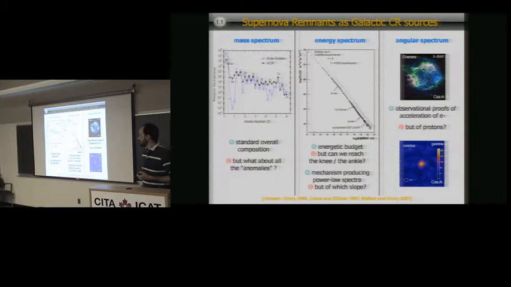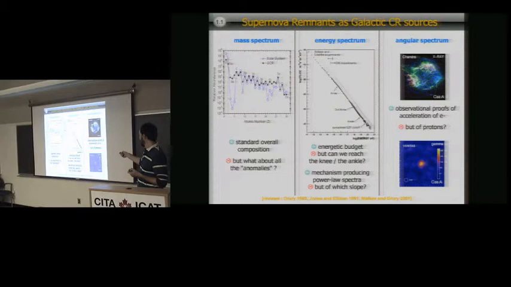Now, this works well in the test particle regime, where particles are not important for the dynamics. But it's known that if they are efficiently accelerated, it will modify the spectrum, and it's not that simple. So, do we see accelerated particles in this environment? Well, electrons certainly, we see them shine in synchrotron radiation, and we've seen them for a long time in radio, and we see them now in X-ray as well.